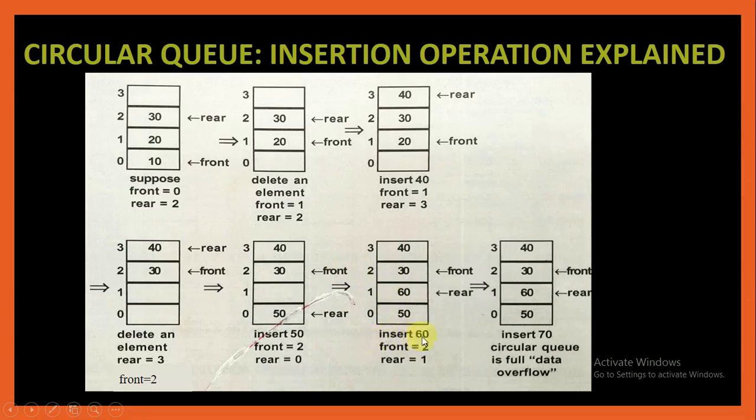If I want to insert one more element, suppose 60, again rear is incremented by 1. Earlier rear was 0, so it will become 1 and 60 will be inserted here. After the insertion of 60, you can see the queue is full, because front is equal to rear plus 1. Front is 2 and rear is 1. Front is equal to rear plus 1, so the condition is true and my queue is full. If I want to insert one more element, this will result in data overflow.